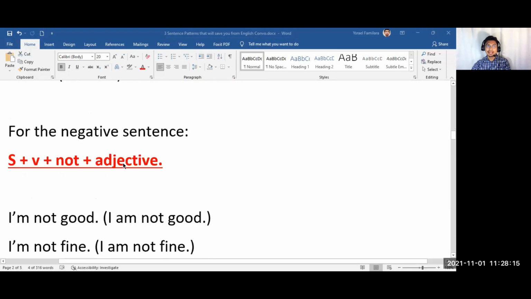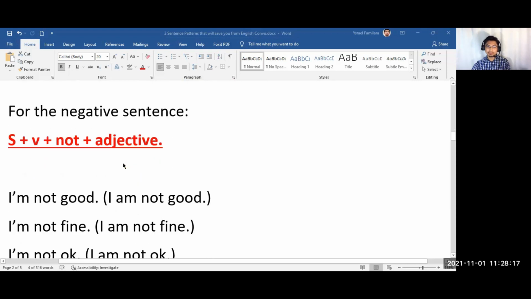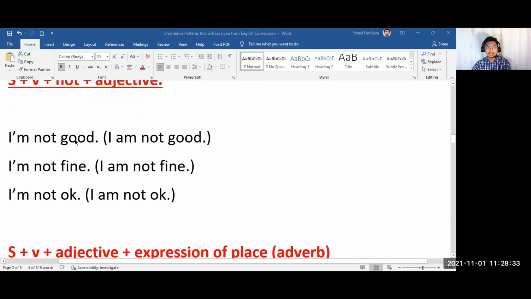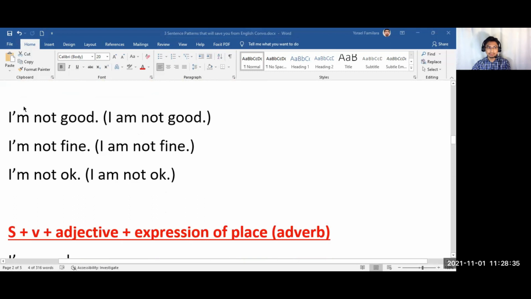Now, I have mentioned that there will be cases when you have to use the negative form. So in this event, you will just have to add not after your be verb and before your adjective. So isisingit lang natin siya doon. Now this gives you the following examples.